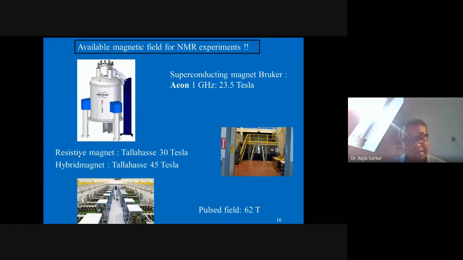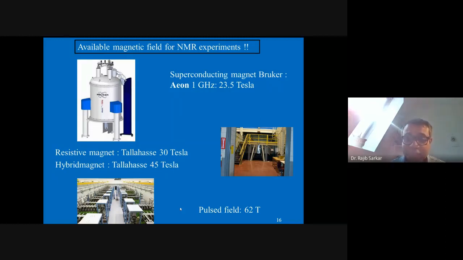So the resistive magnet means you really need a lot of energy to energize your magnet. And then you also have a hybrid magnet, and this is actually available in Tallahassee, for example, in Florida, and the maximum field is actually 45 Tesla. And what is this hybrid magnet? The hybrid magnet is a combination of your resistive magnet and also the superconducting magnet. So by the combination of these two magnets, you can go up to 45 Tesla.